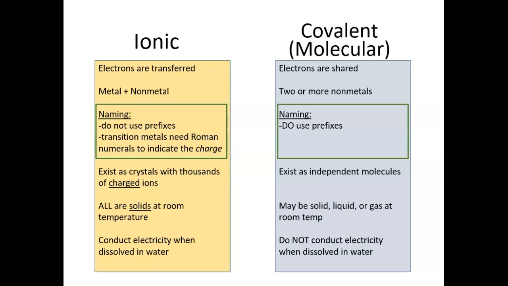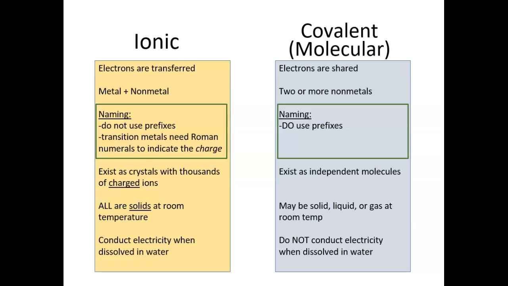With ionic bonds, they consist of a metal plus a nonmetal. With covalent bonds, or covalent compounds, they're going to consist of two or more nonmetals. Naming is in a box here because naming is one of the big differences between ionic and covalent. When naming ionic compounds, you do not use prefixes, and you want to consider your transition metals. If you have a transition metal, it's going to need a Roman numeral to indicate its charge. Covalent compounds, they do use prefixes. Those prefixes like mono, di, tri, tetra, penta, and all of those.